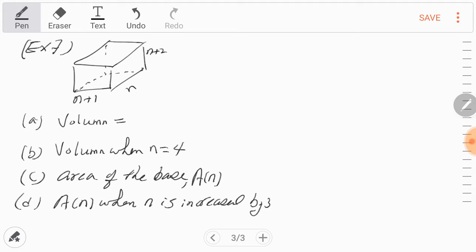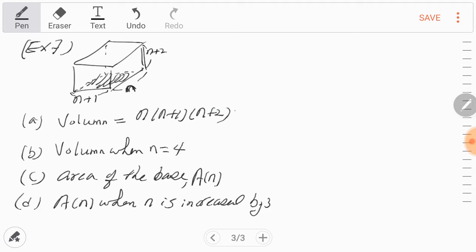Okay, then example 7: here's a rectangular box, and each side has an expression like this. The length is n plus 1, the width is n, and the height is n plus 2. Then write the expression for the volume. So the volume is the area of the base multiplied by the height. So the volume is n times n plus 1 multiplied by the height.